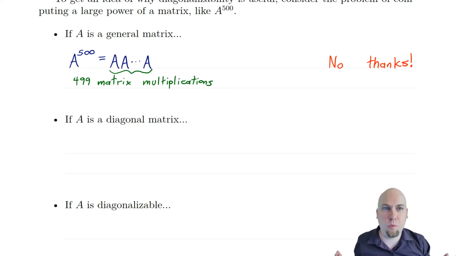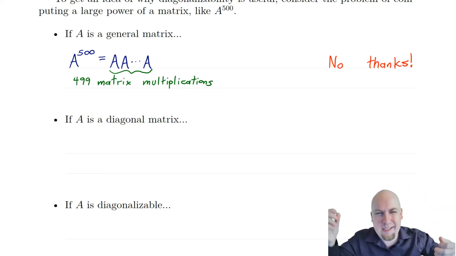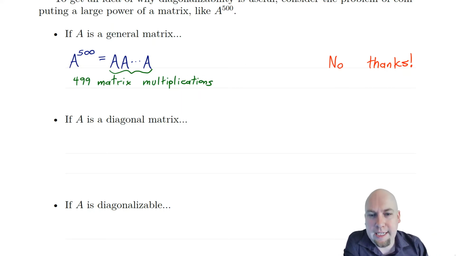Matrix multiplication is the worst. It's this big, long, ugly formula. It takes a long time to do. I don't want to do it 499 times.